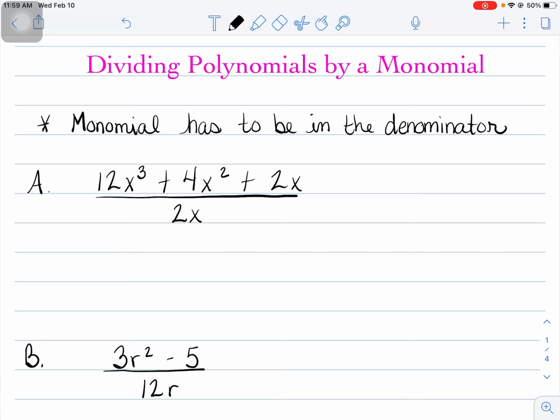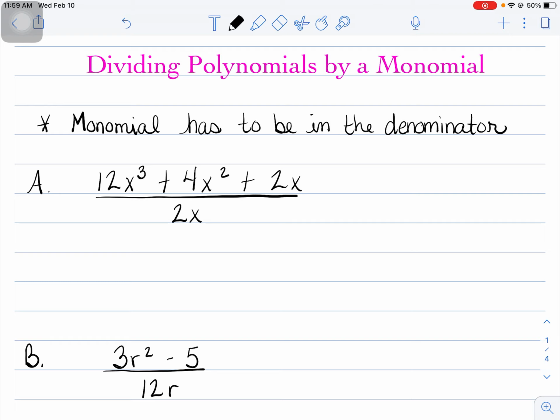Let's talk about dividing polynomials by monomials. For this level of math, anytime you're dividing polynomials, you have to be dividing by a monomial, and the monomial has to be in the denominator. Now I have these set up as fractions, but they could also give you one where it uses the little division sign as well, and you'll see some of those on your practice.